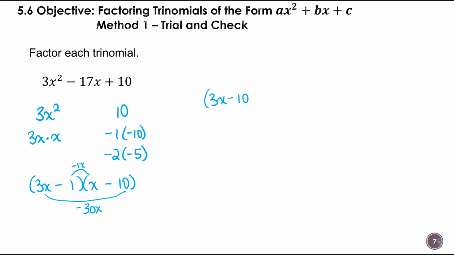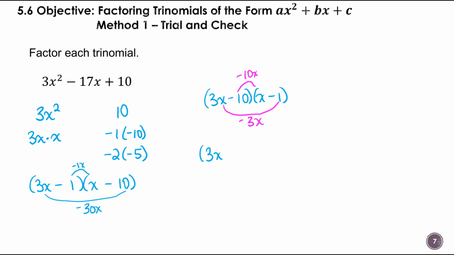3x minus 10 times x minus 1, and let's check that. So we have negative 10x and we have negative 3x. Once again, we don't get our target goal of negative 17, so we have to try something else. You guys see this can go pretty quickly. You can check these and be on to the next possibility.